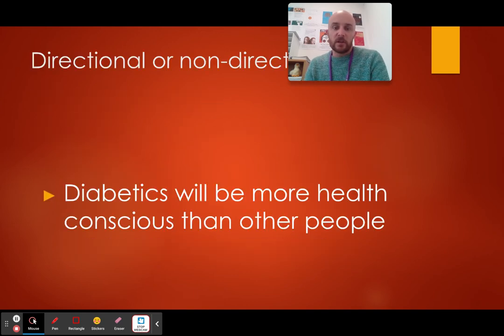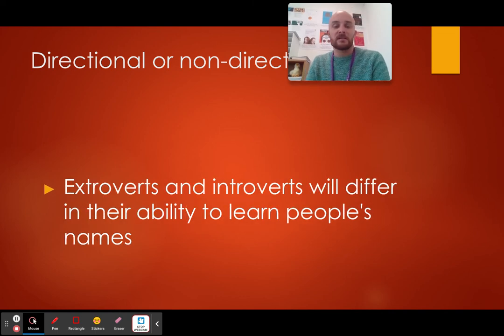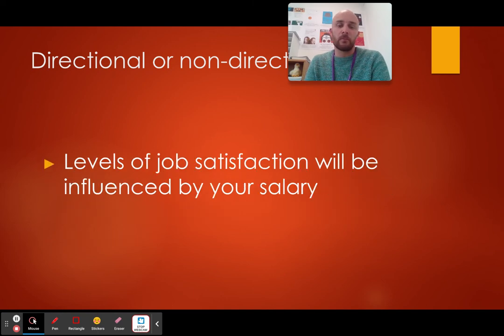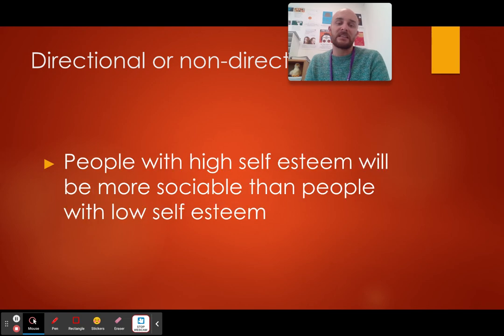Okay, so if I were just to show you this one just here, diabetics will be more health conscious than other people. That is directional because of this word just here. If I look at this one, extroverts and introverts will differ. Okay, well, that's non-directional because differ is a non-point, really. You're not stating a direction. Levels of job satisfaction will be influenced by your salary. You're saying that the IV is going to affect the DV, but we don't know which way. It says influenced. Influence could be up or down. So that's non-directional because it's not actually stating a direction.